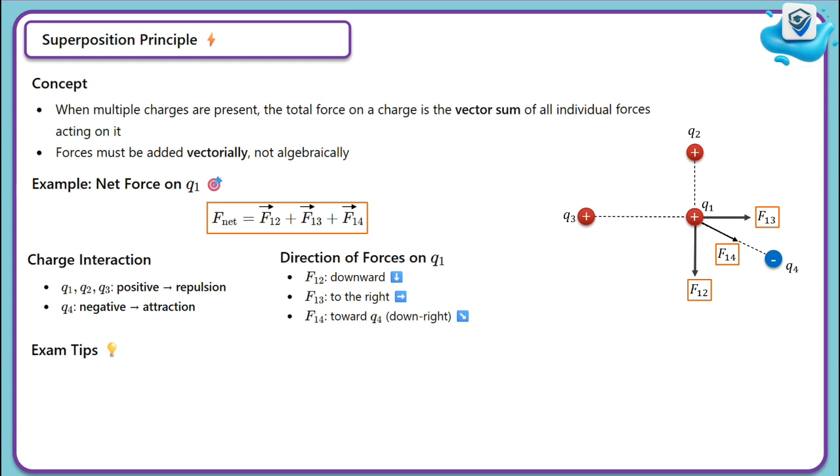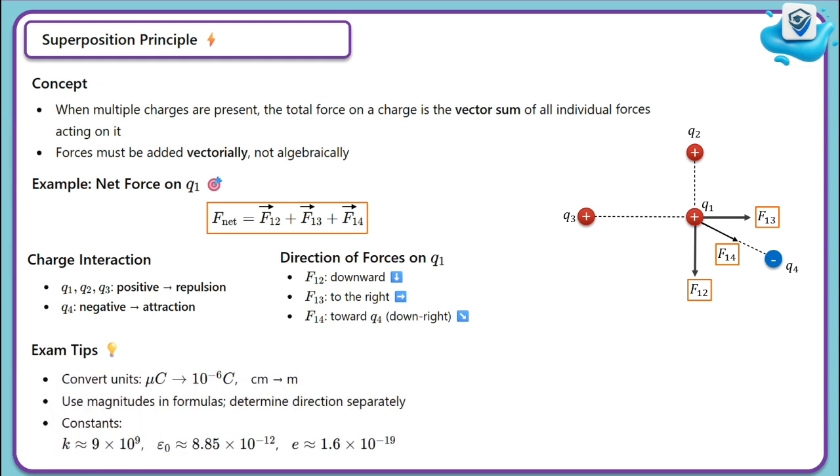Before solving problems, remember a few important exam tips. Always convert units correctly, especially microcoulombs to coulombs and centimeters to meters. Use only magnitudes in the formula and determine the direction separately. Also, keep key constants in mind for quick calculations.